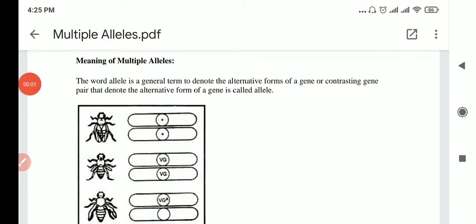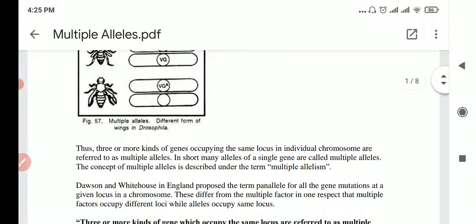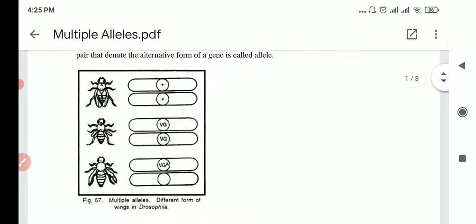Okay, so let's look at multiple alleles in detail. A multiple allele, you already know, is an alternative form of a gene, or a contrasting form of a gene, or a copy of a gene. That is an allele. Okay, so here you can look in this picture.